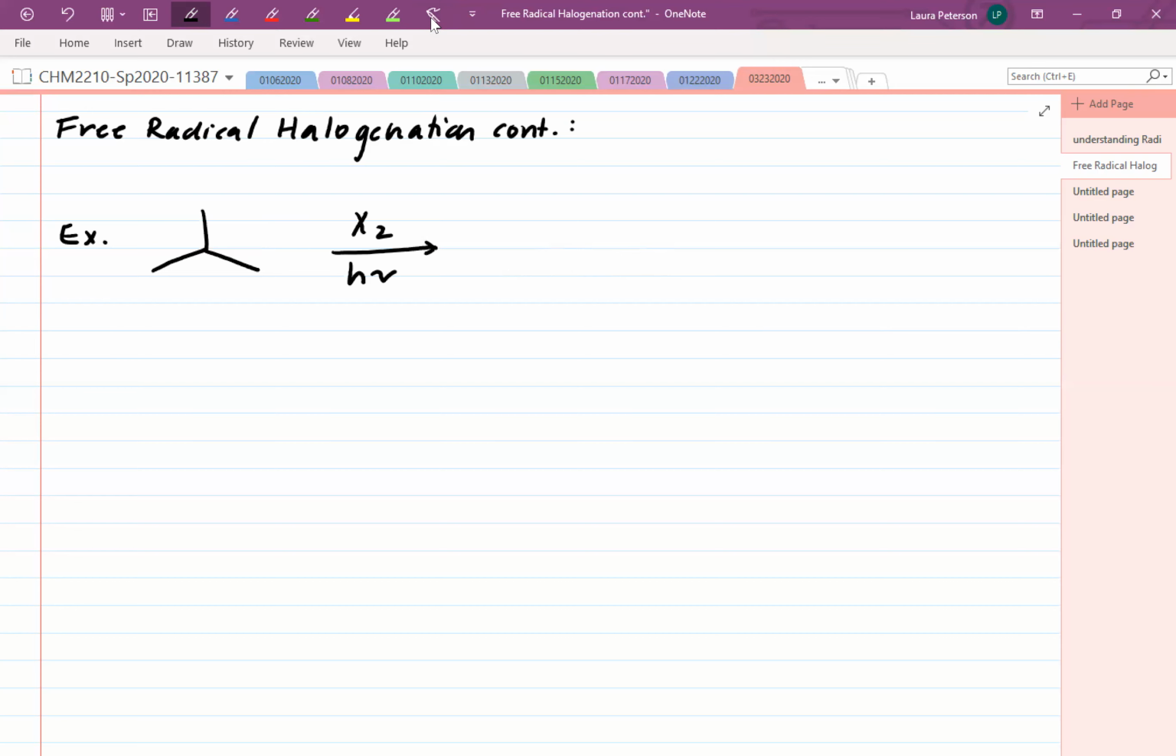So I just chose to put it on this carbon arbitrarily, but you could have put it on this carbon or this carbon. All right, so that's one potential product. The other potential product is if I were to replace that tertiary hydrogen with our halogen. Okay, so these are our two possible products.